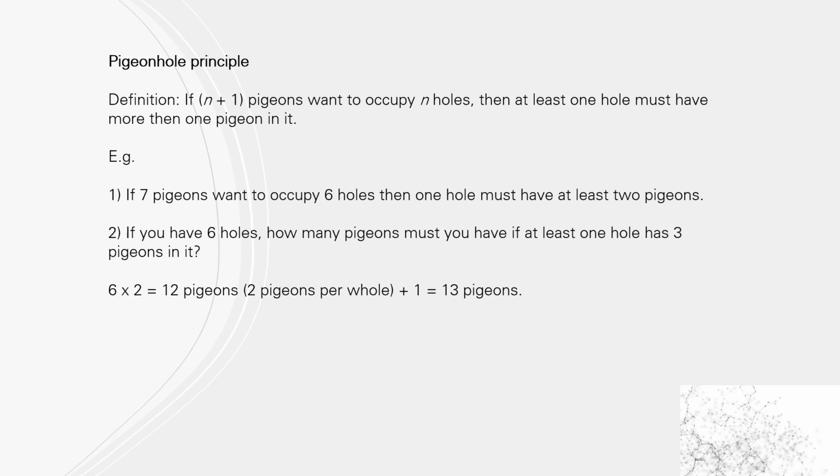And this is what we tend to get in our HSC exams. So each of the 6 holes can have 2 pigeons in it, so that's 12, and therefore one more pigeon would mean that at least one hole has 3, so therefore 13 pigeons would be required, so that at least one hole has 3 pigeons.